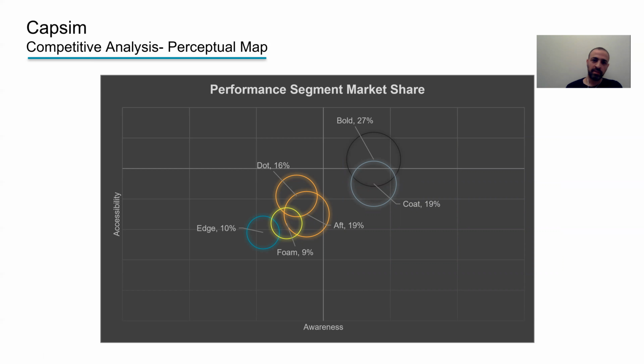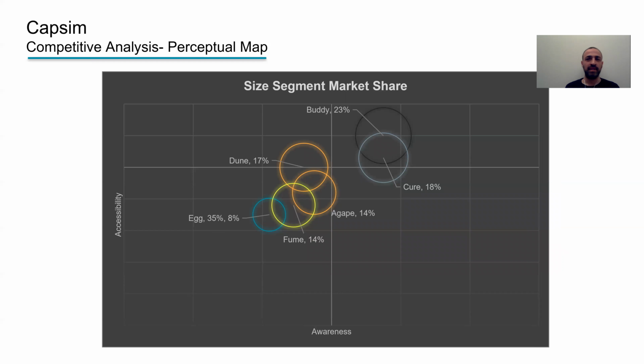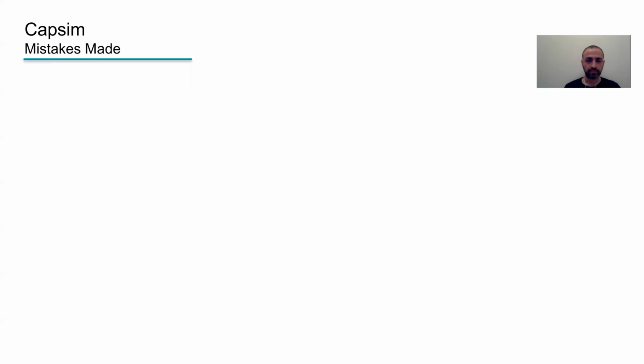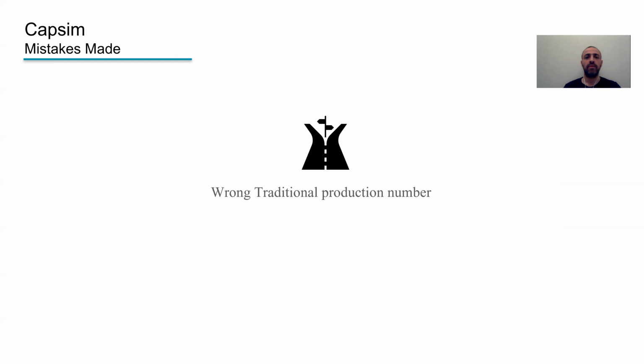So now it's a golden time to get as much market share, increase the awareness, increase the accessibility, and at the same time keep all the buying criteria. And also, not now, but in 2 or 3 rounds ahead, we might add some new products. And the game again is different here in the size segment. We are at the top, we have 20% market share, highest accessibility and awareness. The mistake we made was the wrong traditional production number, which led us to, unfortunately, an emergency loan.